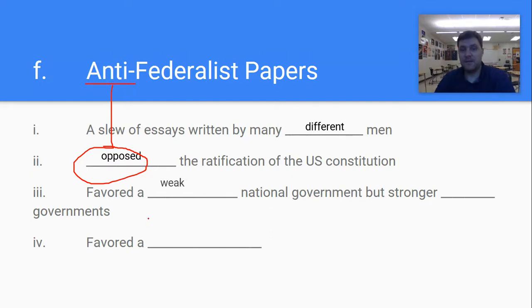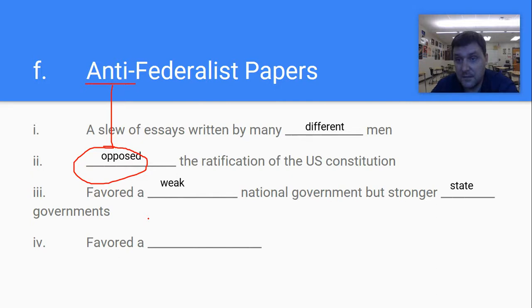They favored a weak national government. They thought that if we have a strong national government, it'll just be like Britain and they'll just take away our rights. They wanted stronger state governments. The people of New York wanted New York state to be stronger than the federal government. The people of Virginia wanted Virginia state to be stronger than the federal government.